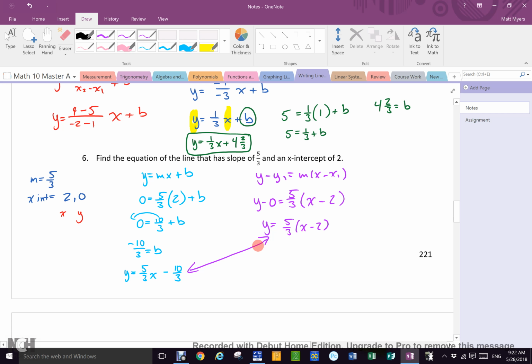What did I do to that question to make it tricky on you? I made it an x-intercept. But was that tricky? Not really, because you know an x-intercept is 2, 0. Everybody good? Yes.